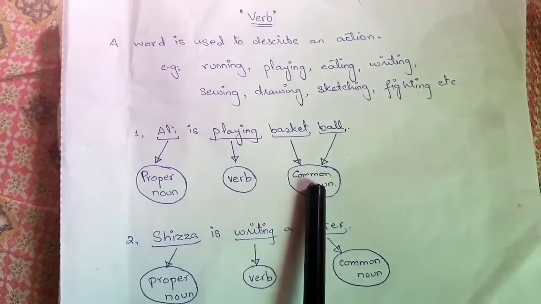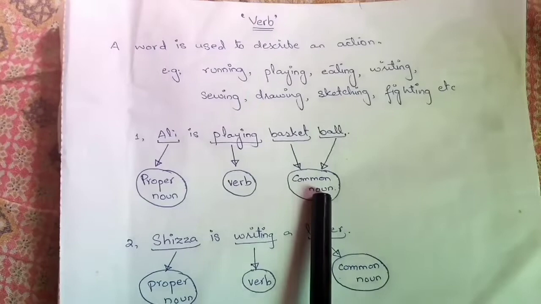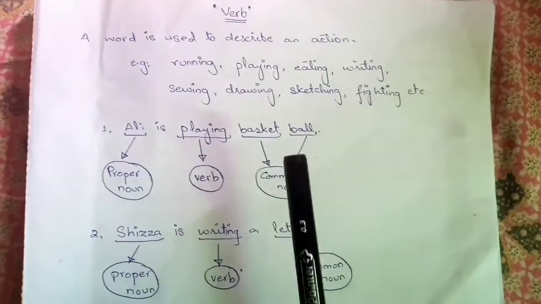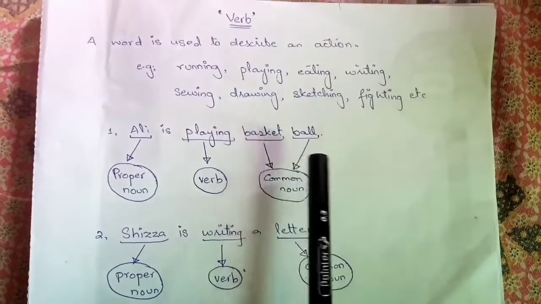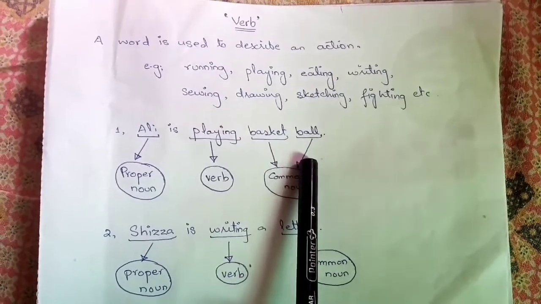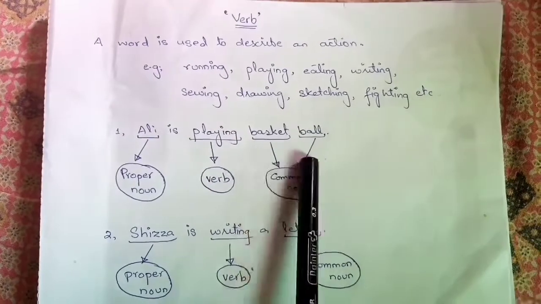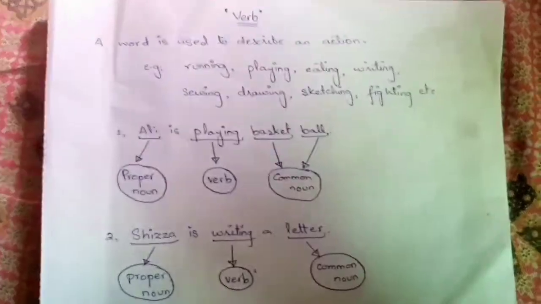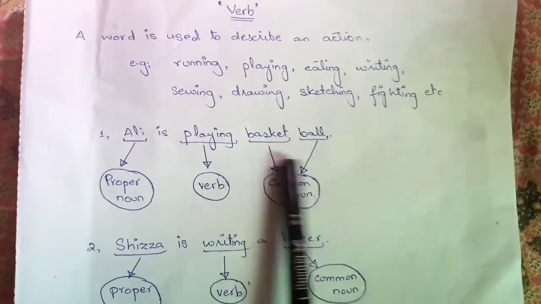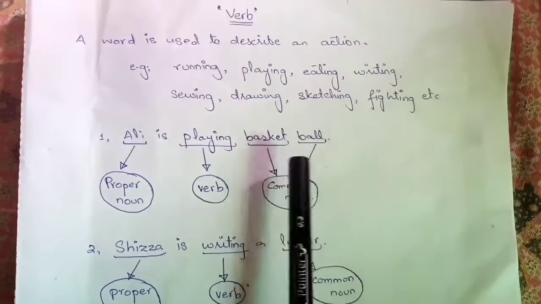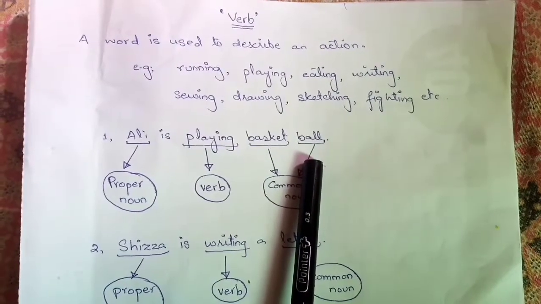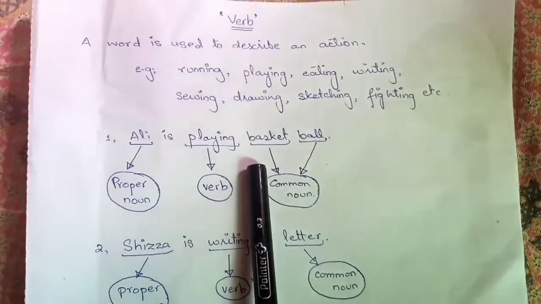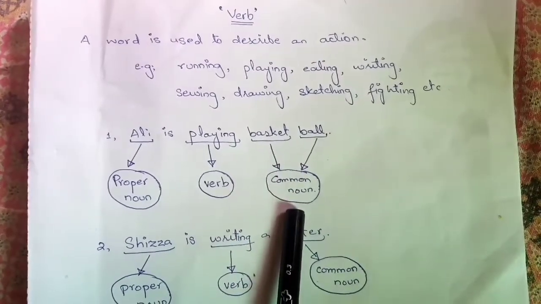Basket is a common noun. Similarly, ball is also a common noun. Why? Because over here we haven't mentioned the particular name of the basket and we haven't mentioned the particular name of the ball. So that's why we will call it a common noun. We don't know which basket we're talking about. Similarly, we don't know which ball we're talking about. What is the company name? What is its particular name? So that's why it is called a common noun.